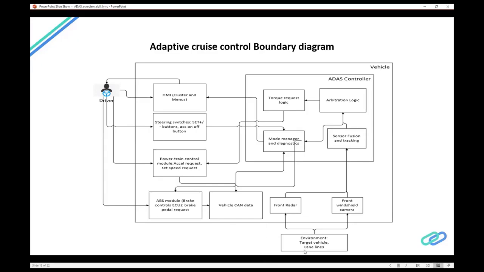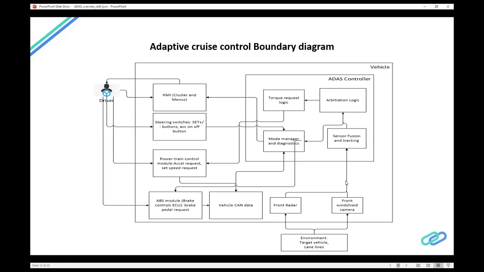From the environment, there are two things. First is the target vehicle, which is the vehicle in front, and the lane lines, because the lane lines help the camera to determine whether or not your car is in the line of collision. So the environment is then detected by two sensors: the front windshield camera and the front radar.